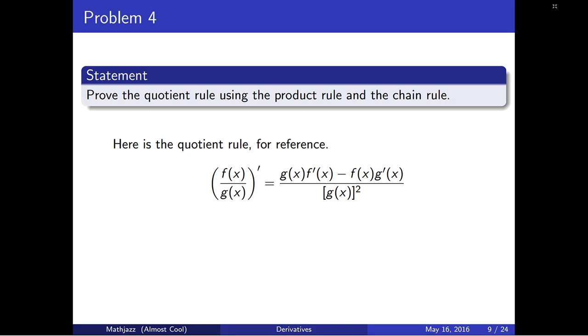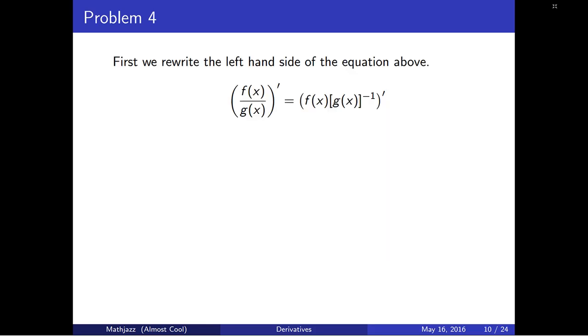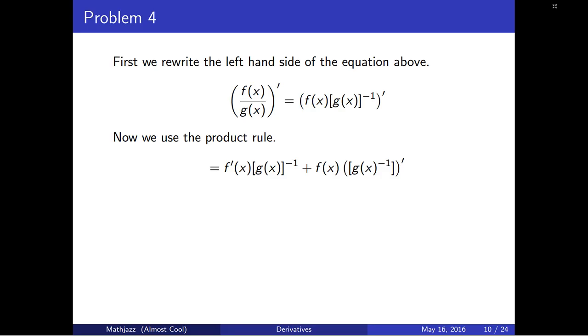No quotient rule. So doing that, first we're going to rewrite the left-hand side as a product instead of a quotient. Notice the -1 in the exponent. Then, using the product rule, we can split this apart like so. Just first function's derivative times the second function, plus the first function times the derivative of the second function.